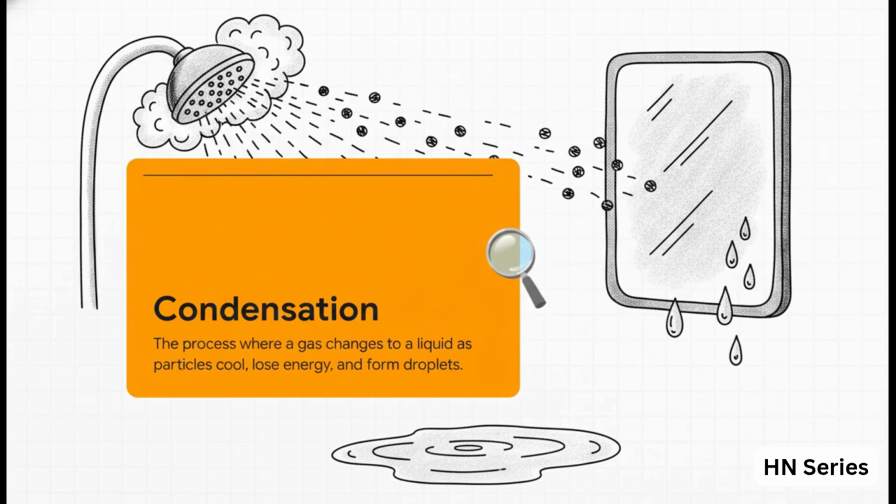Just think about a bathroom mirror after a hot shower. All that steam in the air, that's our high-energy water molecule. When it hits the cooler surface of the mirror, it loses its energy really fast. And it's forced to bunch back up with its friends to form little droplets of water. That's condensation, happening right before your eyes.